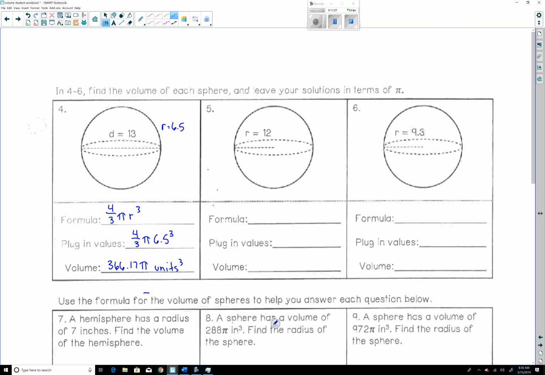Okay, try to do the next one for me. Same formula, 4/3 times pi times radius cubed. Substitute in the correct values. 4/3 times pi times 12 to the third power. Use your calculator. I get 2,304 units cubed. I would like you to pause the video and do the last one on your own, and then unpause the video to see how it goes. So pause the video right now, please.